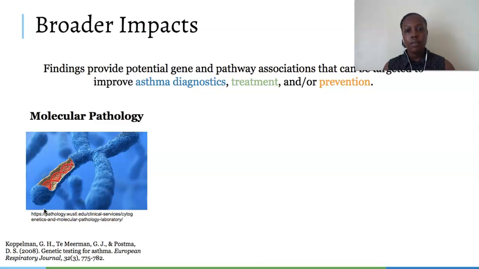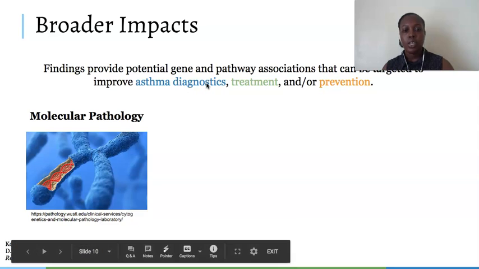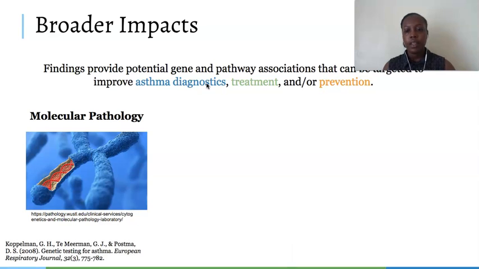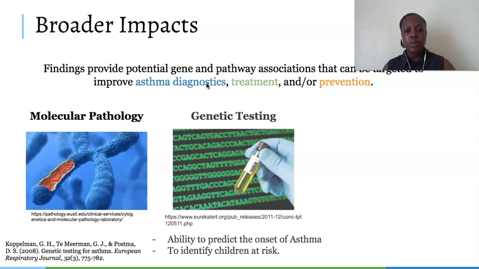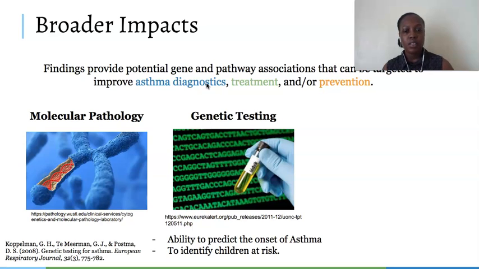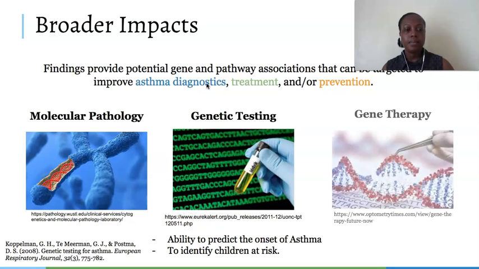So the broader goal of our research is to use these gene and pathway associations towards improving asthma diagnostics, treatment, and preventative care. This includes understanding the pathogenesis of asthma, as well as being able to design genetic testing that could even be used towards determining a child's risk of developing asthma. We could also use our findings towards gene therapies, where we'll be able to manipulate someone's genetic information or gene expression in an attempt to cure or treat them.